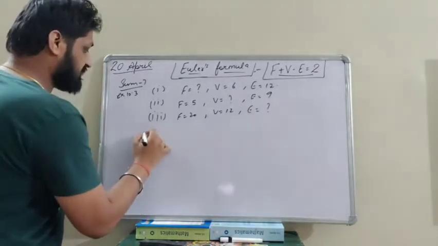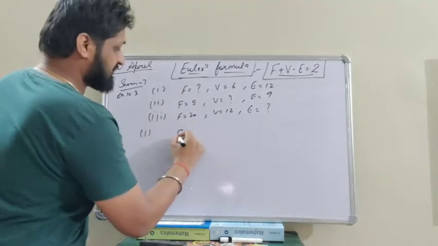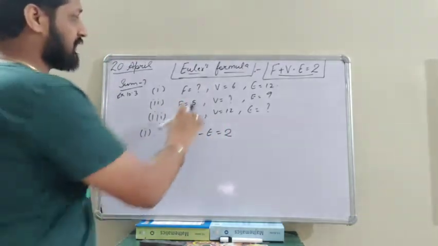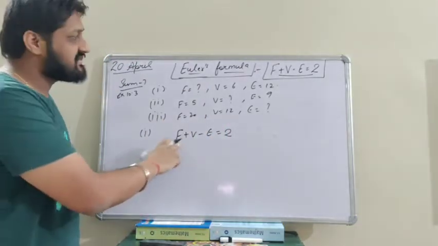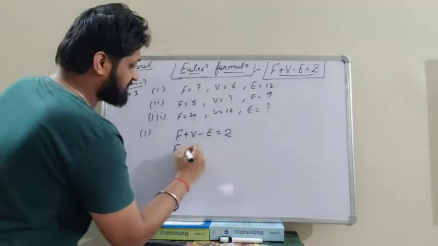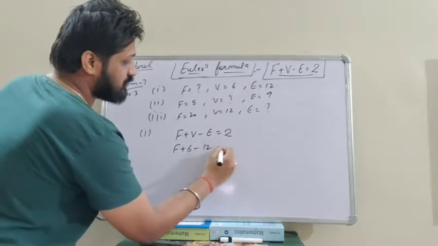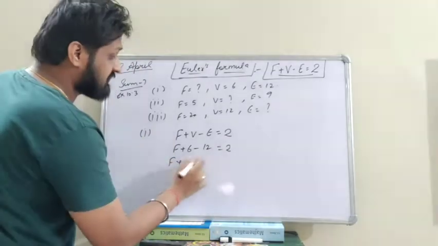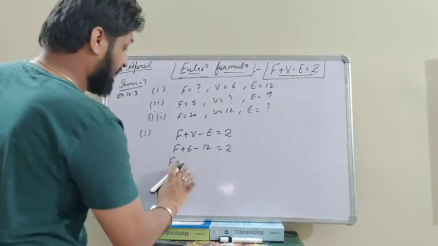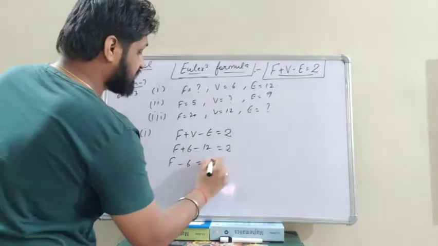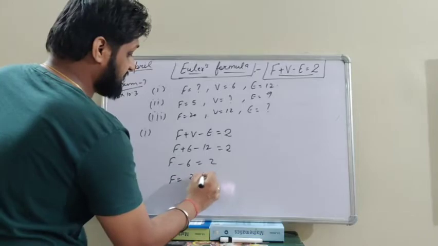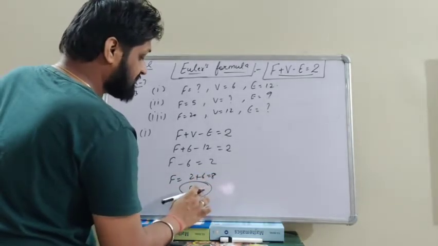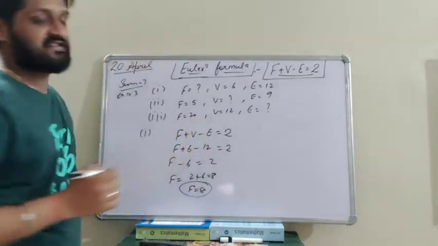The first part is there. The formula is F plus V minus E is equal to 2. Now what do we have to find out? We have to find out the faces. What are the vertices? So F plus 6. What are the edges? Minus 12, that is equal to 2. So F plus minus 12 plus 6 will give you minus 6, and that is 2. So faces will be 2 plus 6, that is 8. So faces will be 8. How many faces will be there? 8 faces will be there.